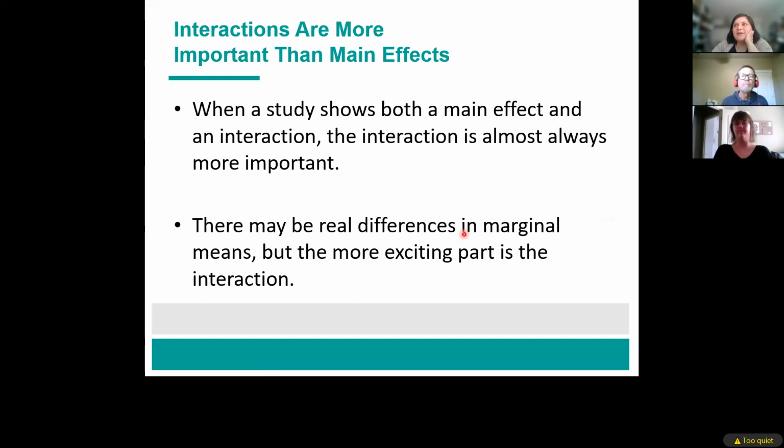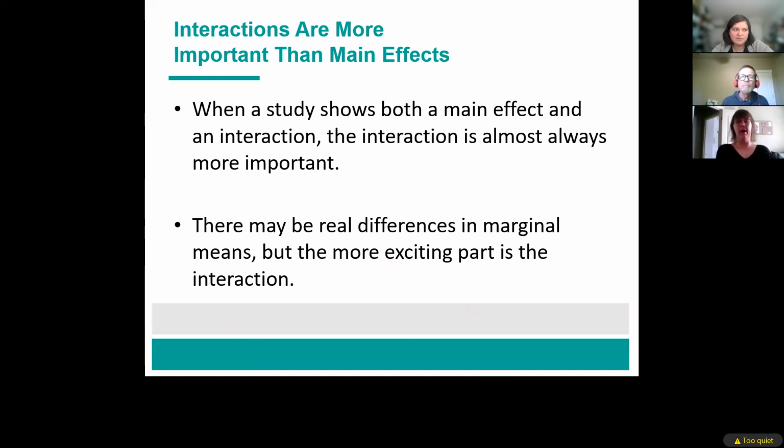Interactions are more important than main effects. So this is what I've been saying, but why? When a study shows both a main effect and an interaction, the interaction is always more important, because there may be real differences in marginal means, but the more exciting part is the interaction.